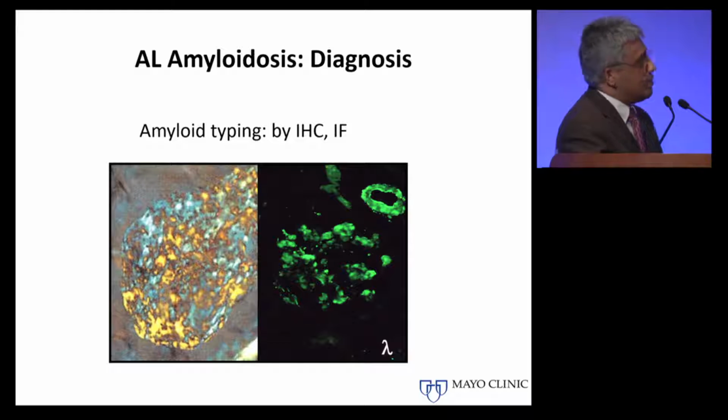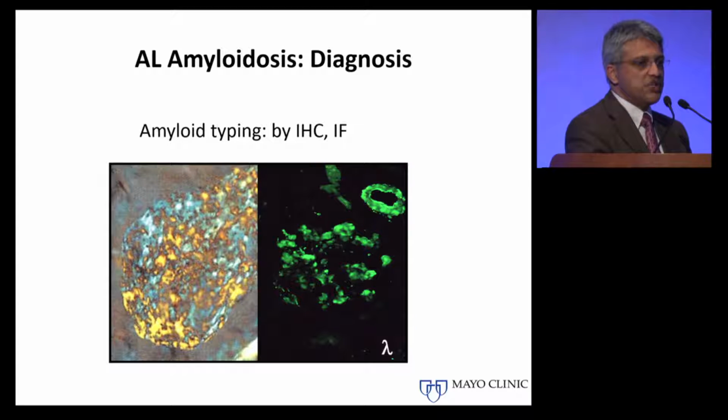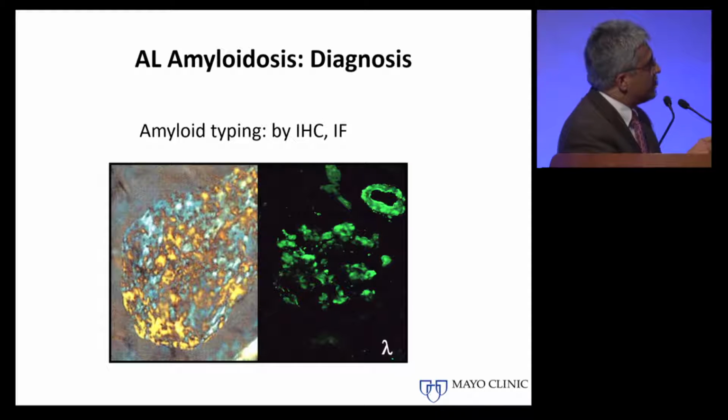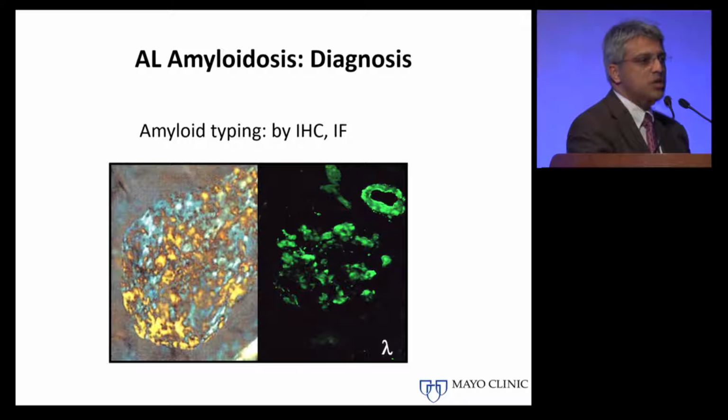Now, for the longest time, what we have done to demonstrate the protein of origin of the amyloid has been immunohistochemistry. So here's an example of, again, a renal biopsy. On the left-hand side, you can see the apple green birefringence. So we know that there's amyloid. You do immunohistochemistry, and this is all lambda, positive for lambda, negative for kappa. So we know that this is a lambda light chain related amyloid deposit.